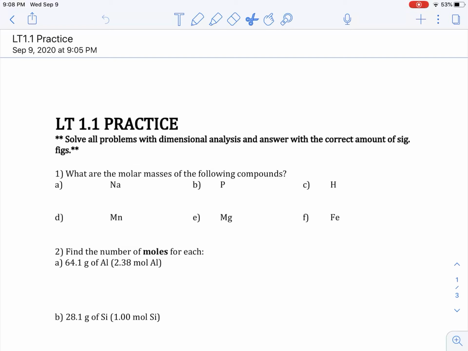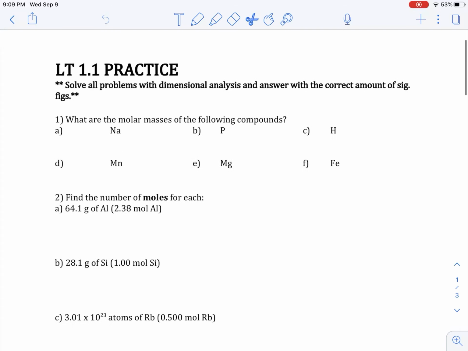Hey everyone, this is the first of two videos that we will be doing as practice. In this first video, we're covering our first learning target, 1.1, and this is conversions. I'm going to show you some dimensional analysis, and we're going to use it to convert from grams to moles to particles. In the next video that we watch, we're going to use dimensional analysis in converting from one substance to another. It's also called stoichiometry, and it's a pretty important topic within chemistry.